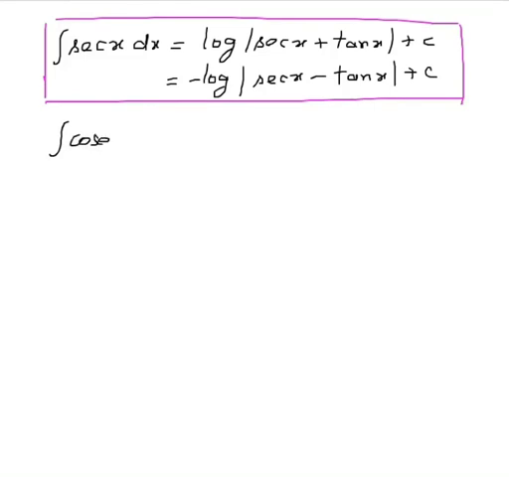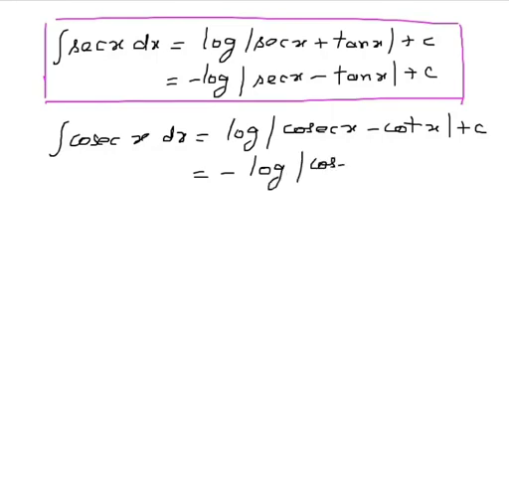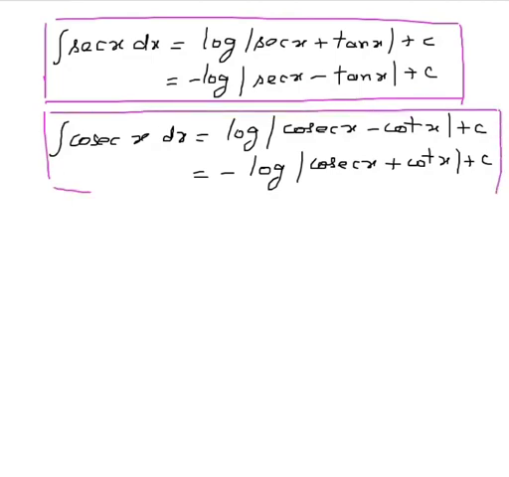Similarly, we can derive the formula for the integral of cosecant x dx. I am writing the formula directly. The same method we can apply. It becomes log of absolute value of cosecant x minus cot x plus c, or its conjugate, minus log of cosecant x plus cot x plus c. So we have written the formulae for 4 trigonometric functions: tan, cot, secant and cosecant. Memorize these formulae.